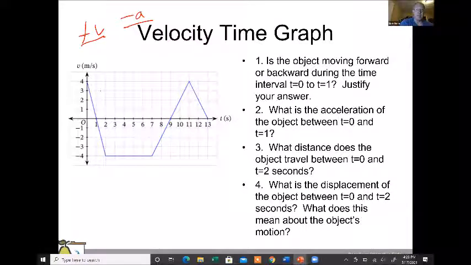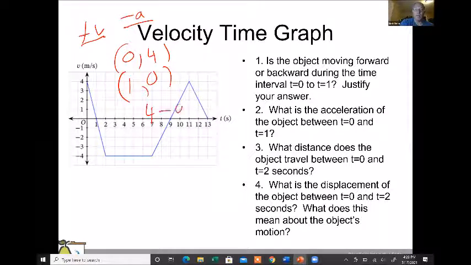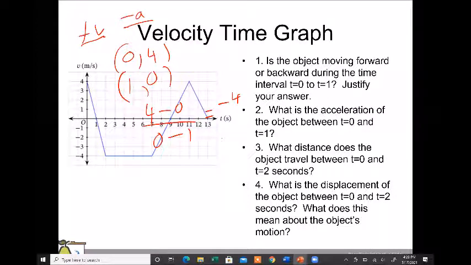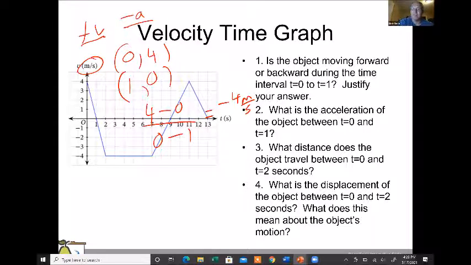So at time 0, x is 0, the y is 4. At x equals 1, the y is 0. So find the slope: change in y, 4 minus 0, over change in x, 0 minus 1, and we end up with an acceleration of -4. And what are your typical units for acceleration going to be, guys? Meters per second squared.